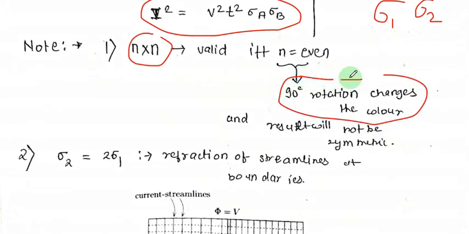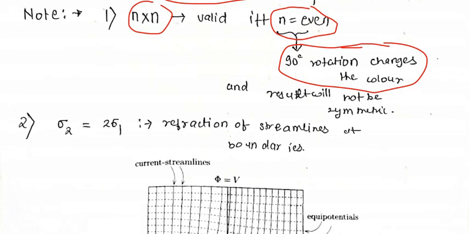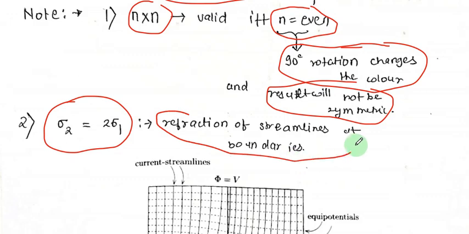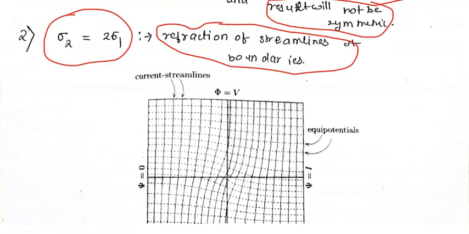90-degree rotation takes place because n is even, and when n is even, 90-degree rotation will surely give us a color change, and color change means the law is valid only when the color changes. For odd it will not be valid, and the result, that is sigma 1 into sigma 2, will not be symmetric actually. So if we take sigma 2 is 2 sigma 1, that is for the black square 2 sigma 1, and we can consider refraction. The lines are curved because I am considering refraction of current streamlines at the boundary or the interfaces. So here you can see the diagram.